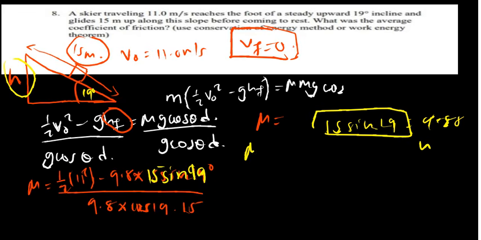Mu is 0.0909. It's okay, just like that. And we can say that mu k is going to be 0.091.